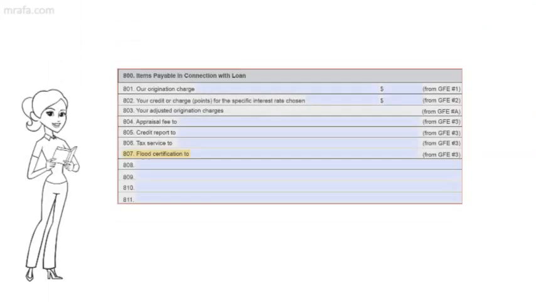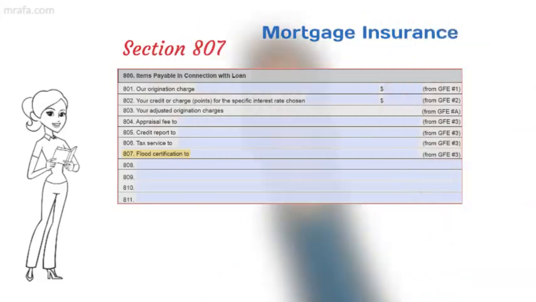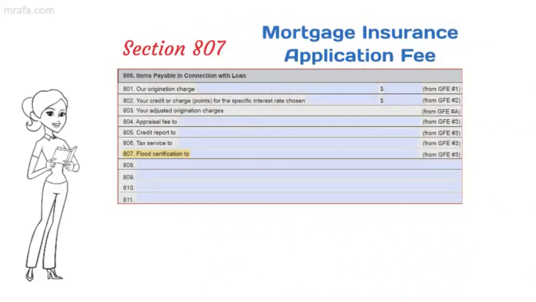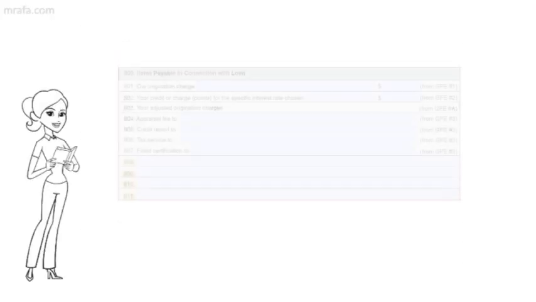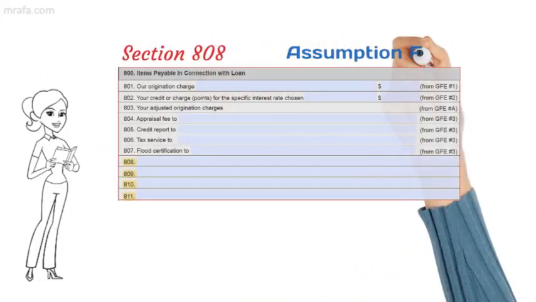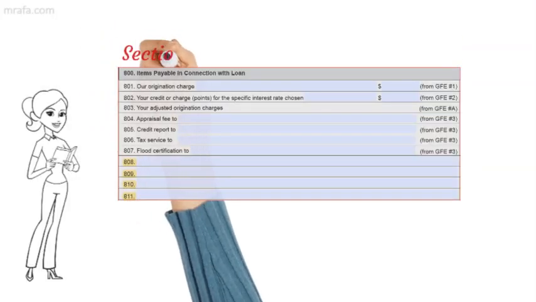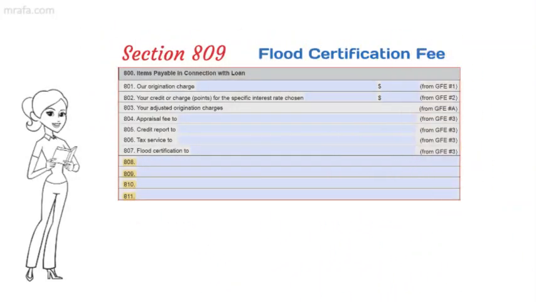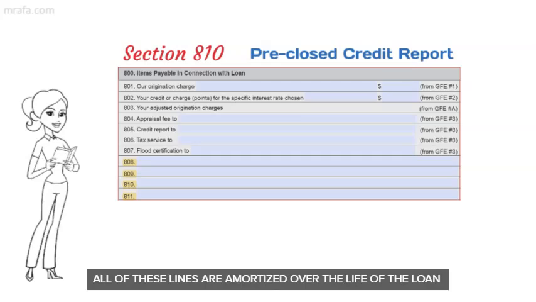Section 807 is the mortgage insurance application fee. So this is any insurance for the property, like home insurance. Section 808 is the assumption fee. Section 809 is for flood certification. Section 810 are the other credit report fees. So it could be different in different HUD settlements, but those are just examples.